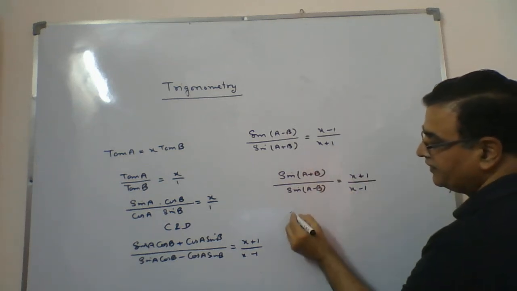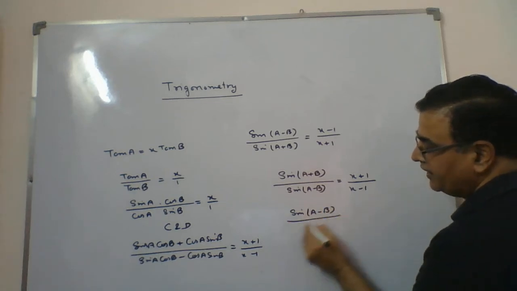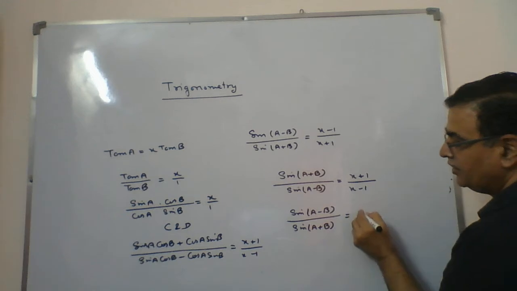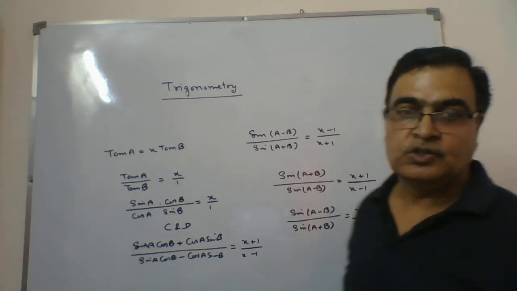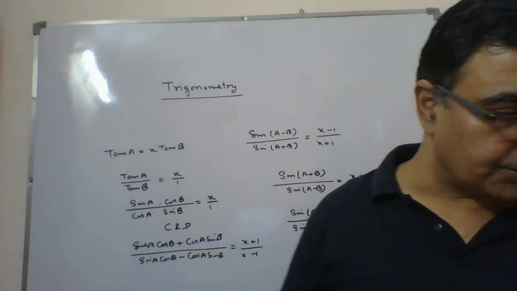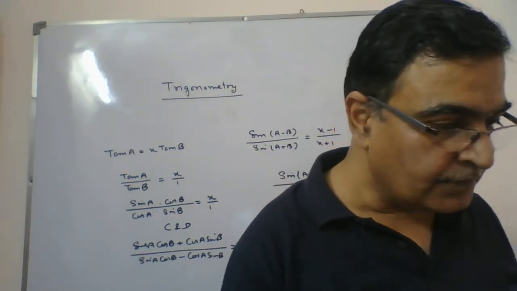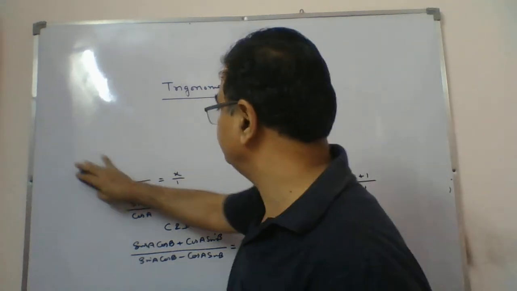And now if I take the reciprocals, what will it come to? Sine a minus b by sine of a plus b is x minus 1 by x plus 1. So this way you can have your answer. Now coming to the next question please. Sine alpha plus beta is 1.